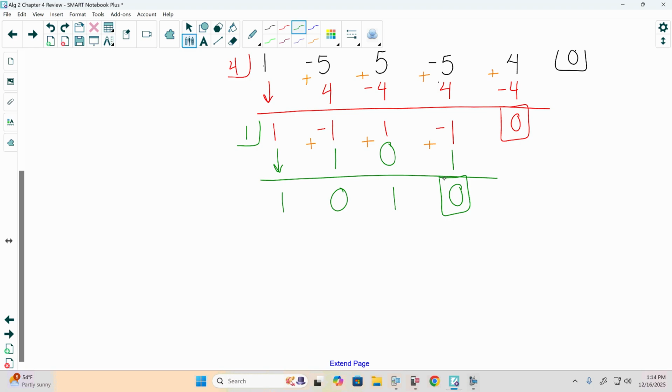Now at this point here, we could try positive 1 again. It won't work. It would actually give us a remainder of 2.